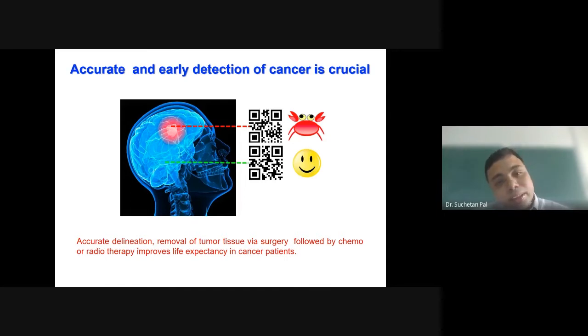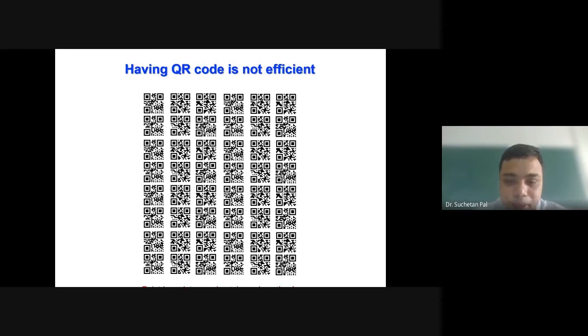So this is a scanning technique. You can scan everywhere in your brain, and you can look for the QR code using the QR code scanner, right? This is actually a very good strategy, but you can see that the brain is a very large area, and point-by-point scanning of this QR code is not very efficient, right? It will take a long time to identify the QR code for the cancer tissue. So this is not very efficient.